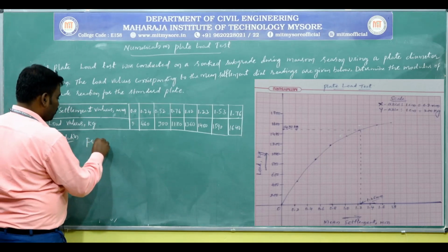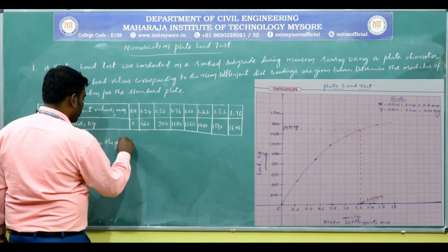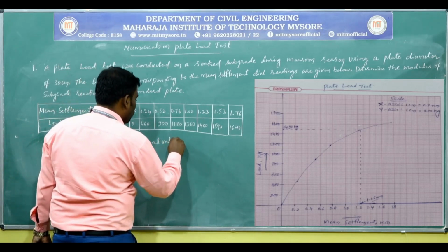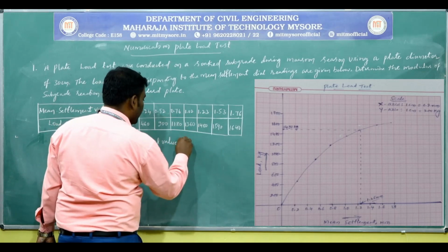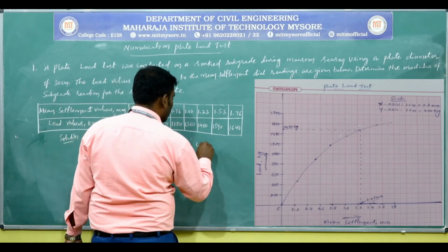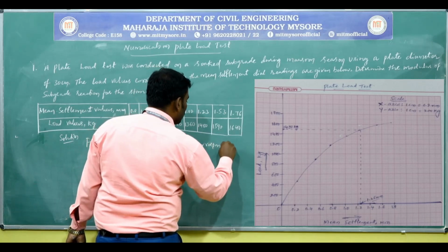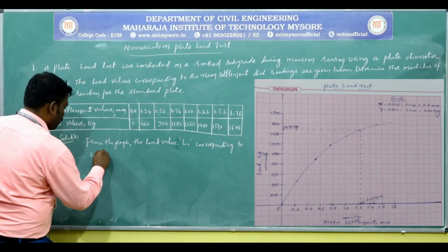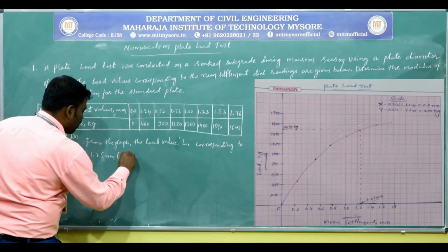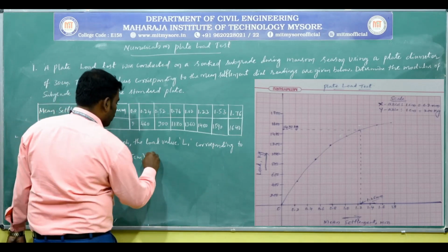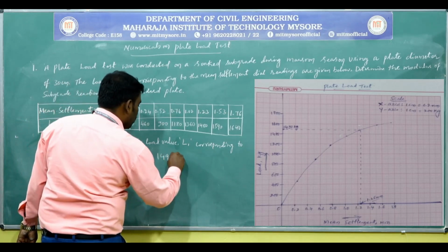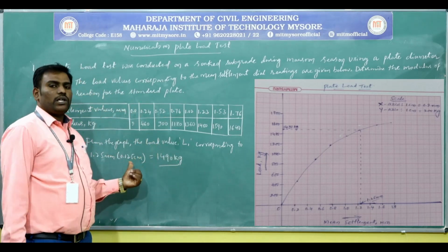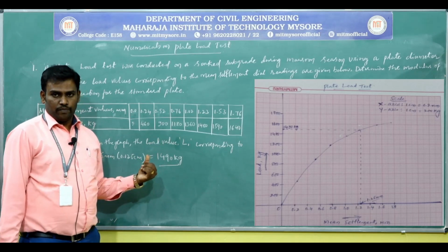Okay, from the graph, the load value say L1 corresponding to 1.25 mm or we can say 0.125 centimeter is equal to 1490 kg. 1490 kg is the load corresponding to 0.125 centimeter.